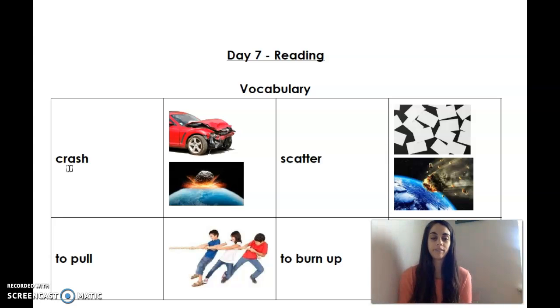Let's practice again. Crash, to pull, scatter, to burn up. Good job. Please pause the video and practice the words on your own. When you're ready, continue the video.